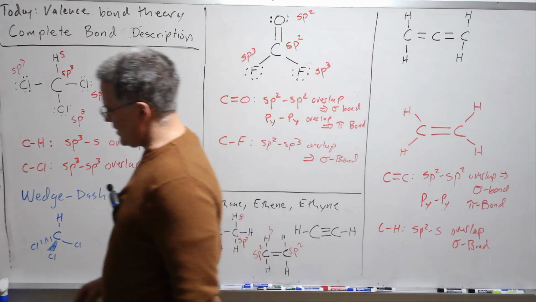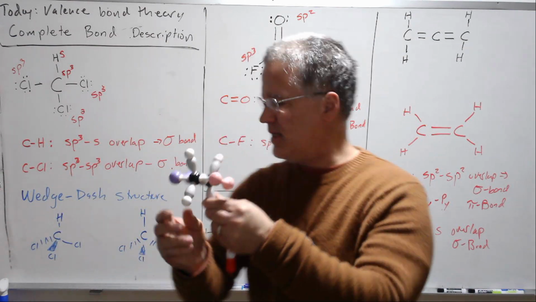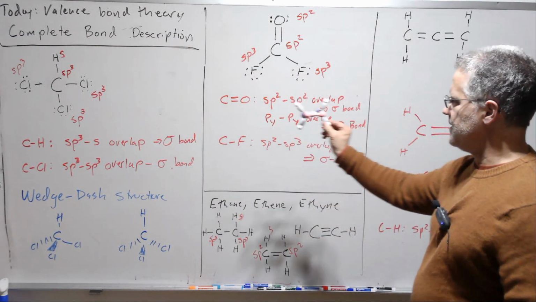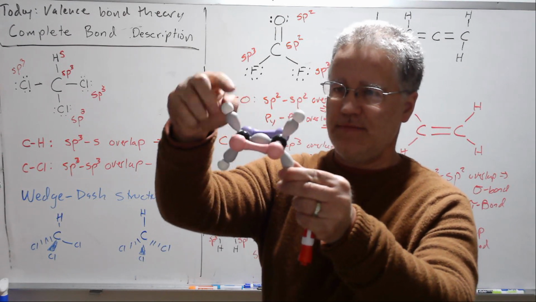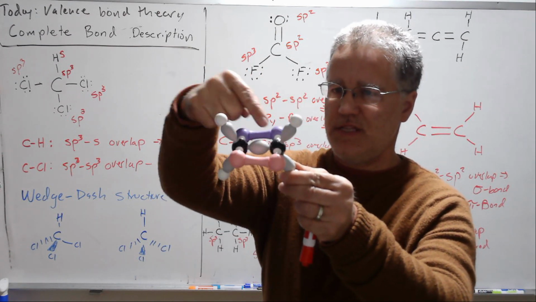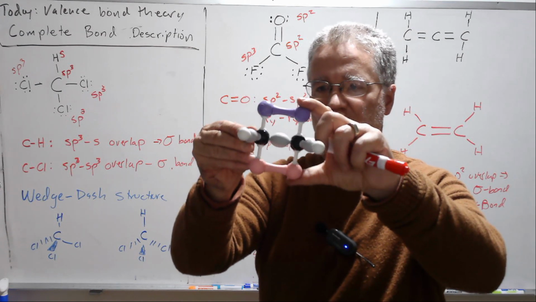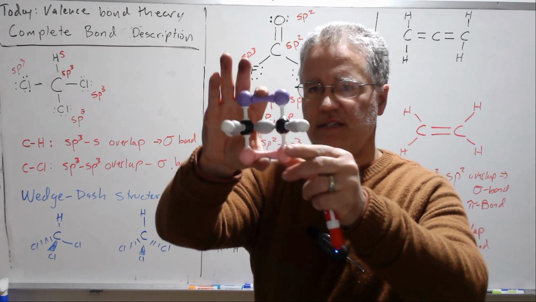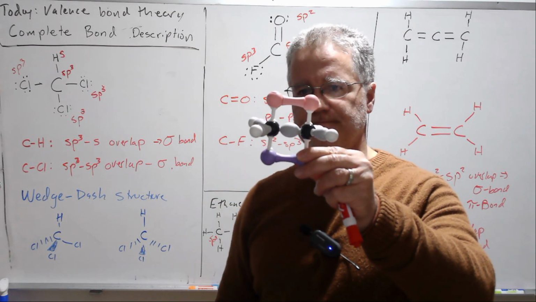Okay, let's take a look at this structure. So here's how it's drawn on the board. All sigma bonds here between the carbon and the hydrogen, a sigma bond between the two carbons, and then above and below that sigma bond is the pi bond, coming from the overlap of the p orbitals.